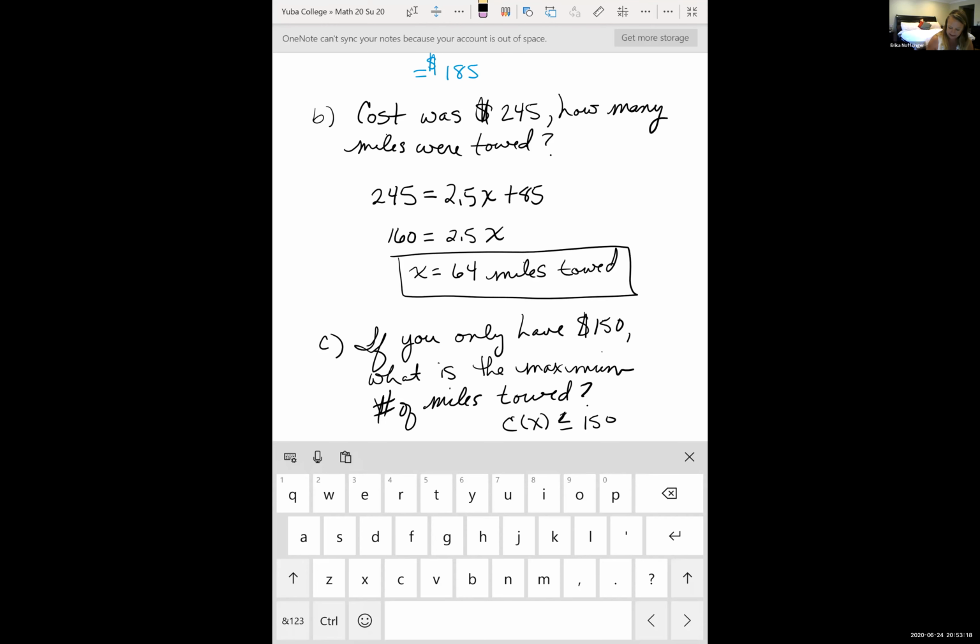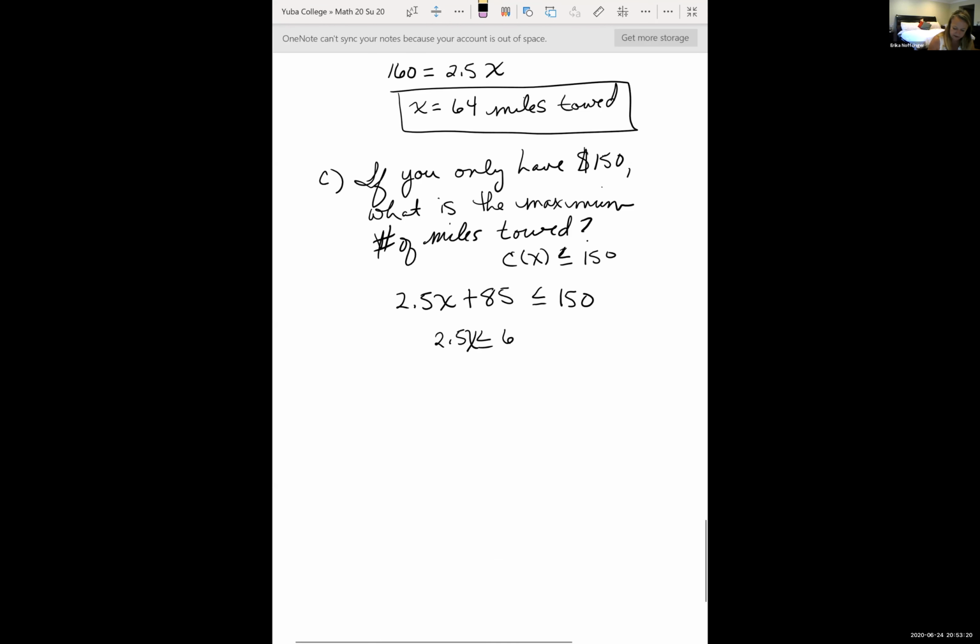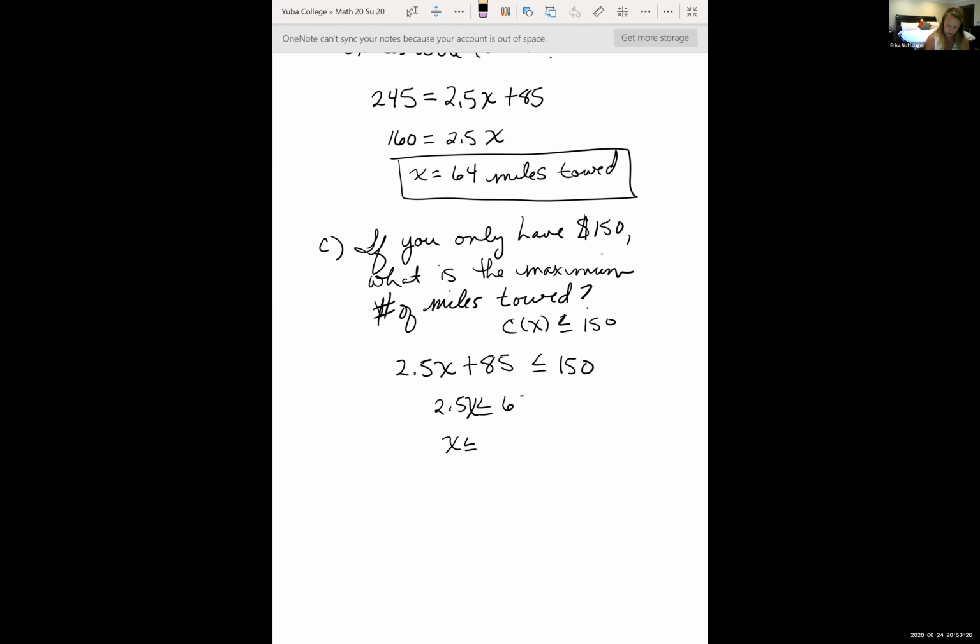Divide both sides by 2.5. Sorry, that was 65. Divided by 2.5, we get 26. So they can go 26 miles is a maximum number they can be towed.